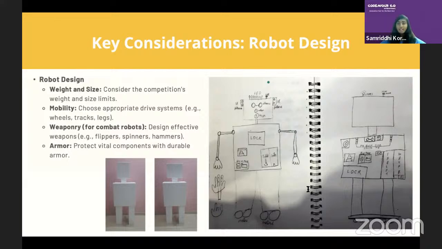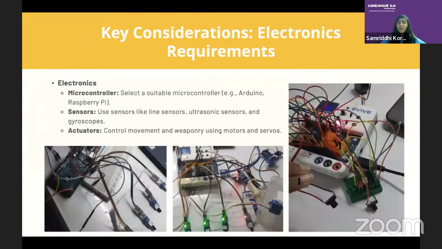Now let's move on to the next part. It's your electronic requirements. Your electronics can range from microcontrollers and sensors to actuators. How do you choose a microcontroller? You can choose your microcontroller using the functionality you need from it. As you can see in the few pictures, I've used Evive in one project and Arduino in the other. If you look at the bottom two pictures, both of them are connected to the same four sensors.